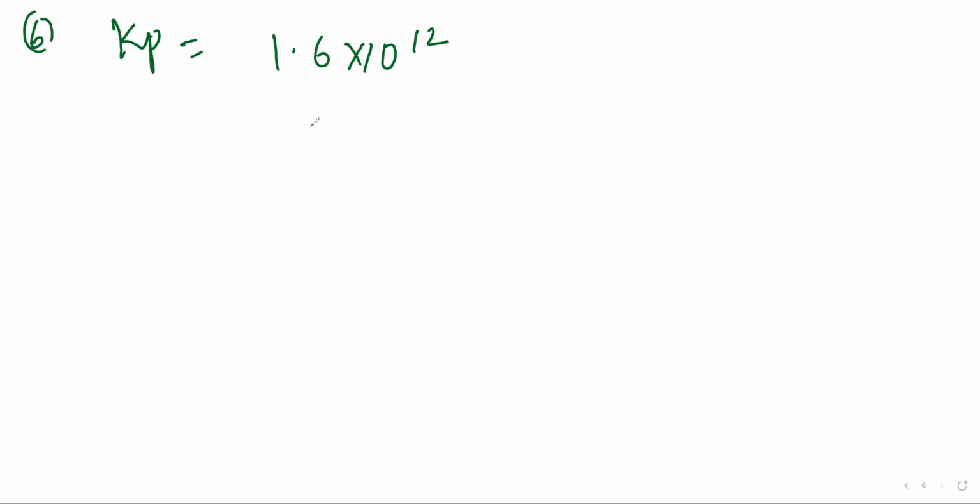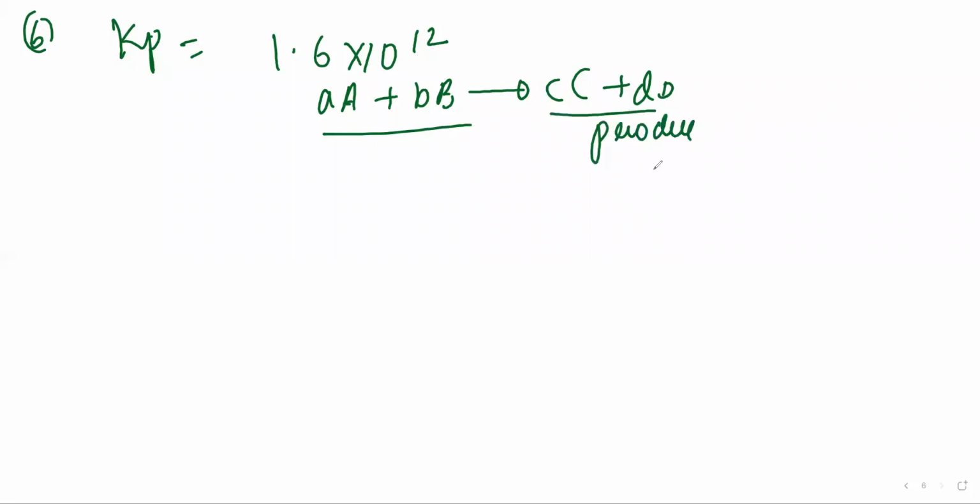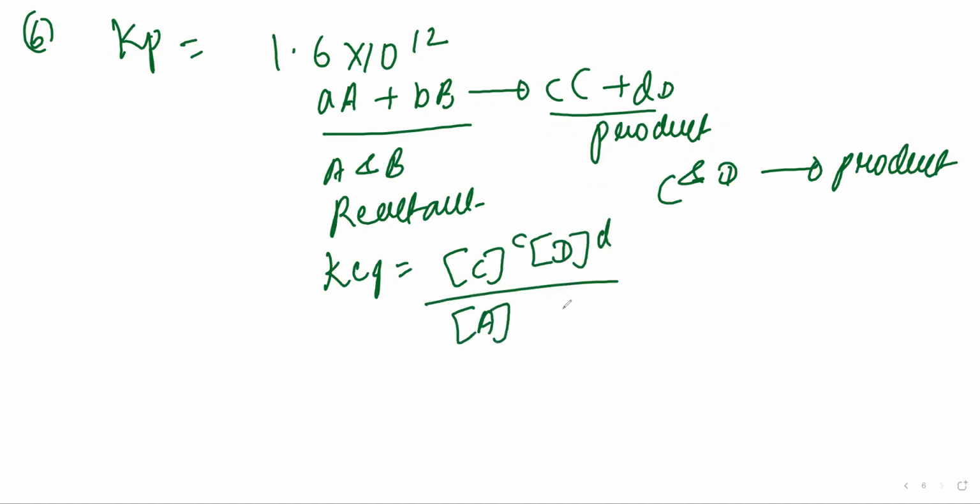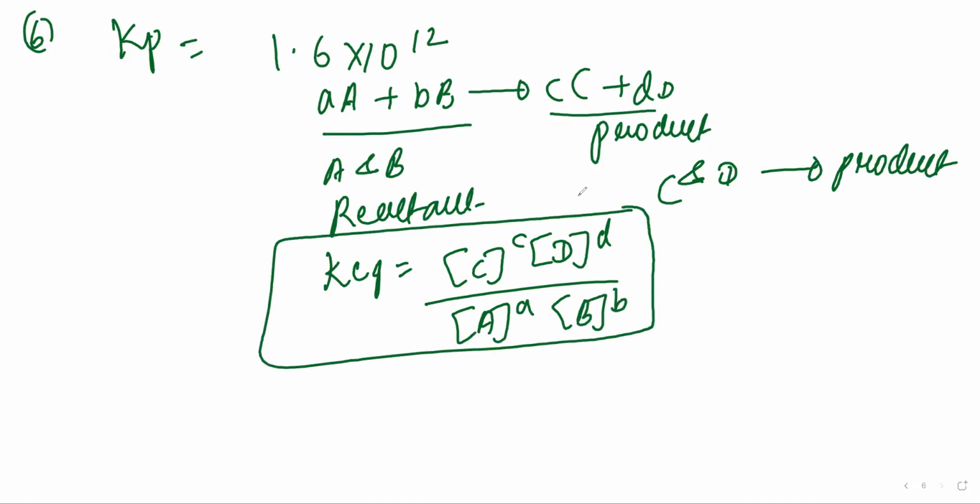The general equation is aA plus bB produces cC plus dD, right? So capital A and B are your reactants, and C and D are your products. The equilibrium constant is written as concentration of C raised to c, concentration of D raised to d, divided by concentration of A raised to a, concentration of B raised to b. This is the equilibrium condition for the given equation.